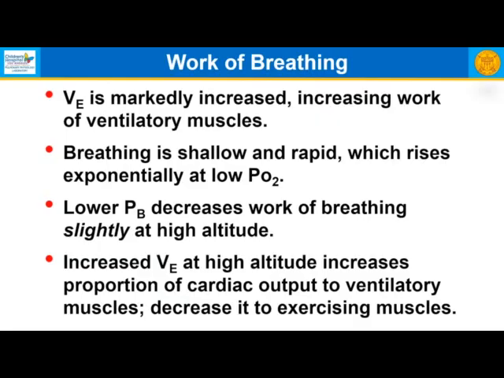So minute ventilation is markedly increased, increasing work of ventilatory muscles. Breathing is shallow and rapid, which increases exponentially at low PO2s. Lower barometric pressure decreases work of breathing slightly at altitude. That's because air is less dense, so turbulent airflow is faster. And increased minute ventilation at high altitude increases the proportion of cardiac output to ventilatory muscles, decreasing it to exercising muscles.